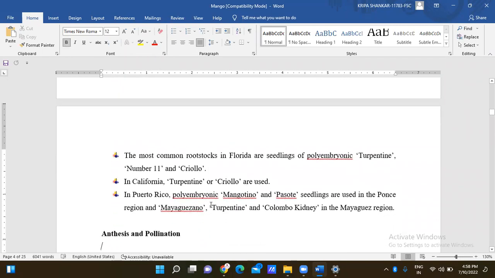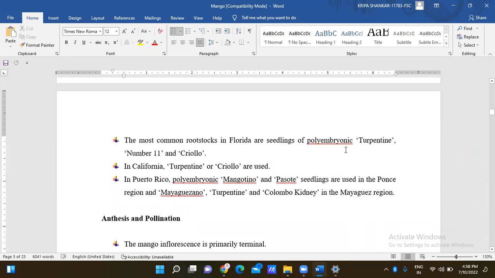Okay. The most common rootstock in Florida is a polyembryonic seedling, that is Turpentine, also called seedling number 11. In California, Turpentine and Carrillo are used. In Puerto Rico, Manganita and Pasto seedlings are mostly used.